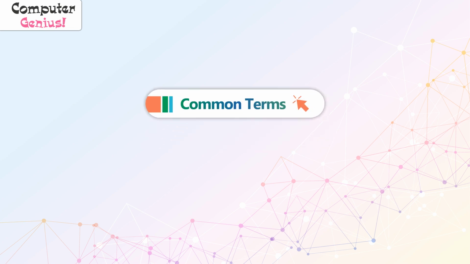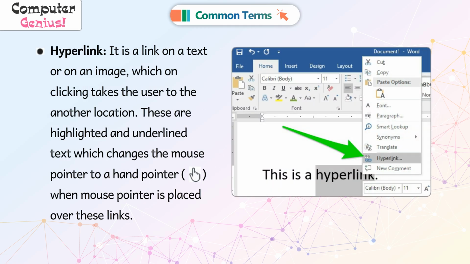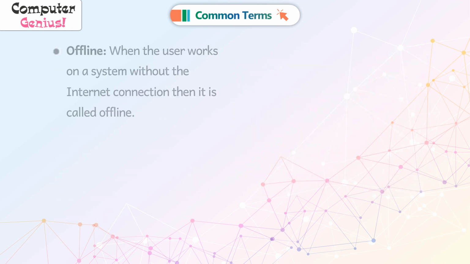Common terms. URL. It stands for Uniform Resource Locator. It is the unique address of a website, such as www.google.com, www.readifmail.com. Hyperlink. It is a link on a text or an image, which on clicking takes the user to another location. These are highlighted and underlined text which changes the mouse pointer to a hand pointer when the mouse pointer is placed over these links.